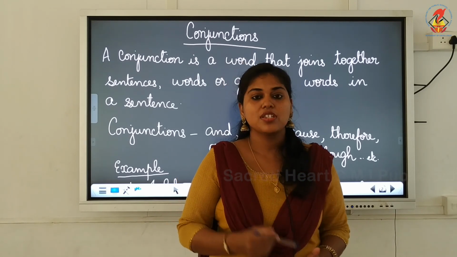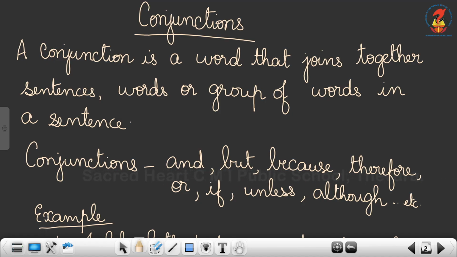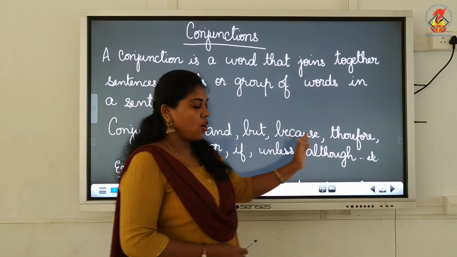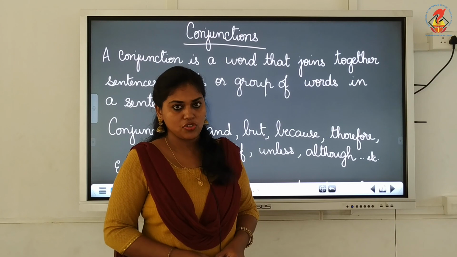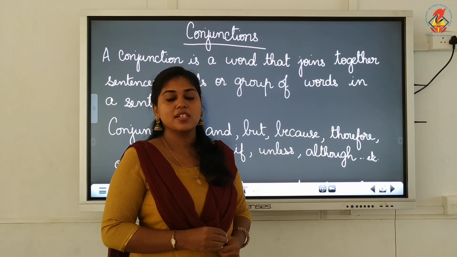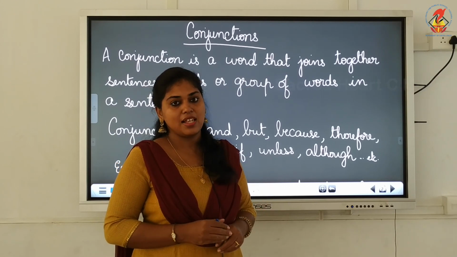Okay, so in your textbook, let's look at the definition. A conjunction is a word that joins together sentences, words or group of words in a sentence. Now these are the words which we call conjunctions: and, but, because, therefore, or, if, unless, although, and so many words are there under conjunctions. So we use these words if we want to combine a sentence or group of words in a sentence.